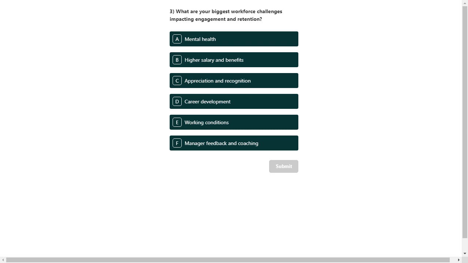The biggest workforce challenges: mental health, higher salary, appreciation and recognition, career development, working conditions, manager feedback, and coaching. Big topics, fun topics.